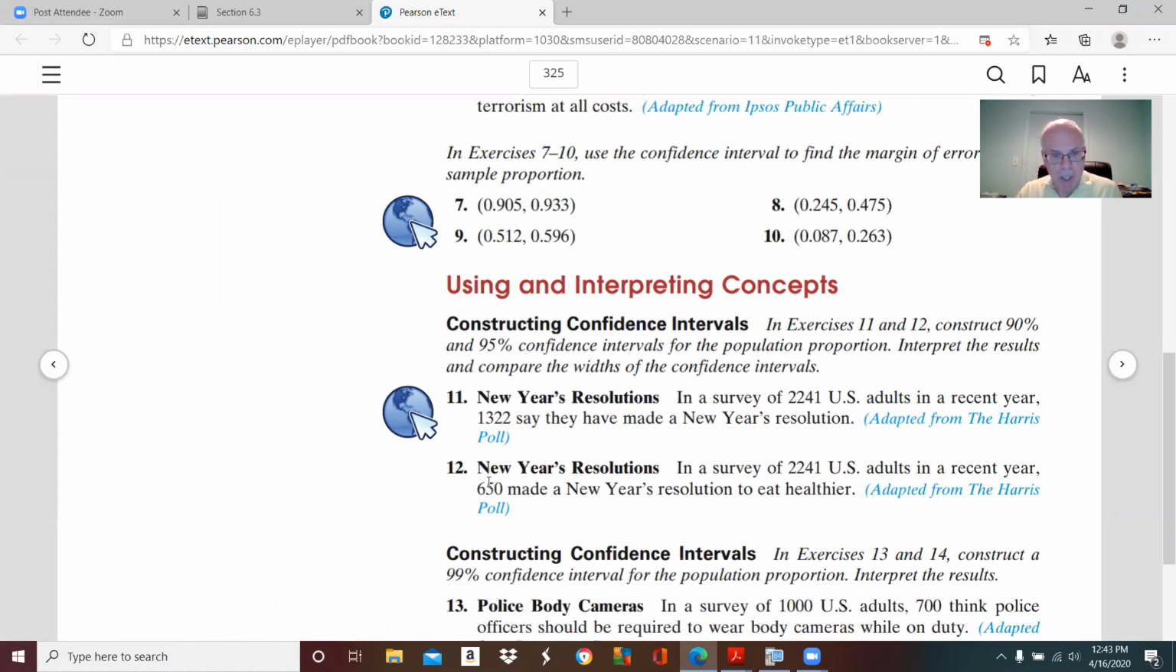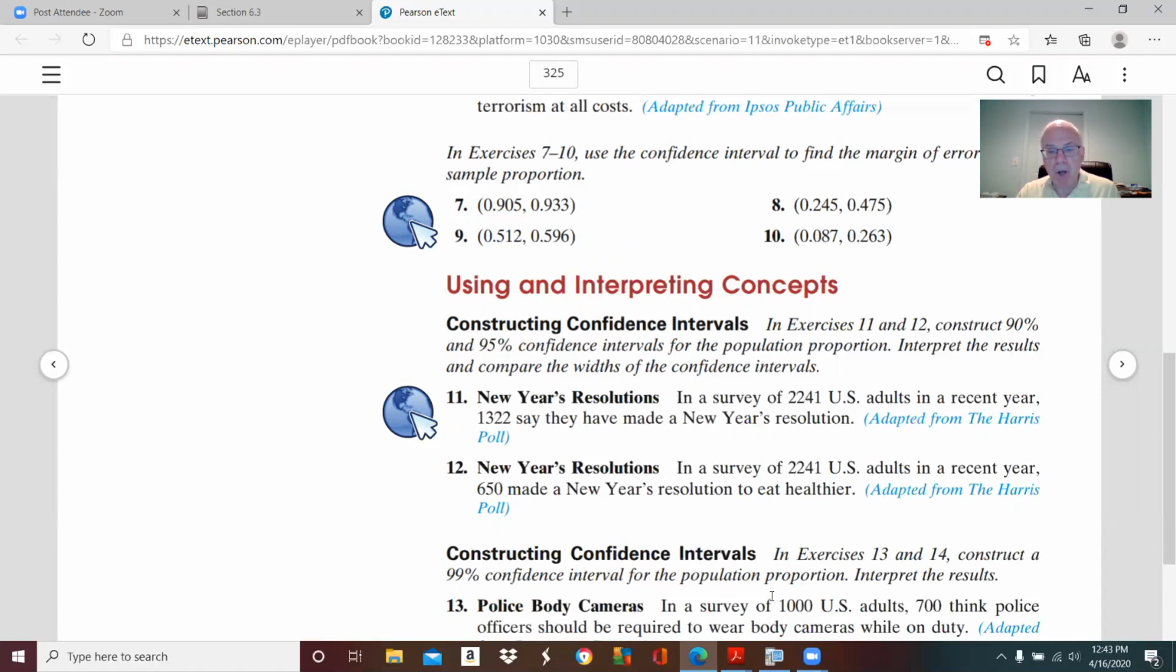All right, that means 672 did not, made other New Year's resolutions. The difference between these two numbers here. Regardless, we have a different sample proportion here. But now we're dealing specifically with a New Year's resolution to eat healthier. 650 said yes, and the remaining either made a New Year's resolution that did not have anything to do with eating healthier, or they just did not make a New Year's resolution.